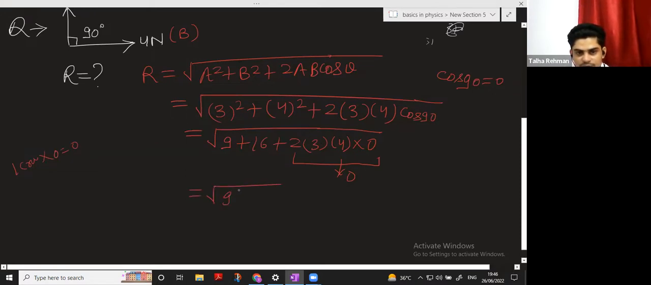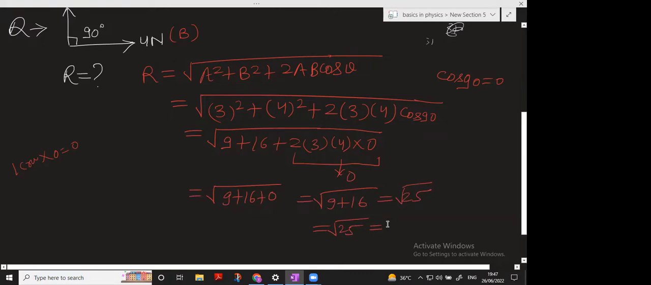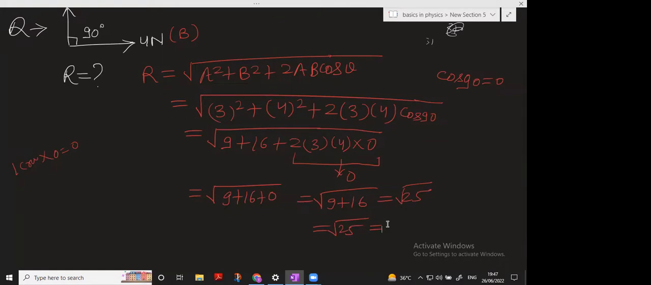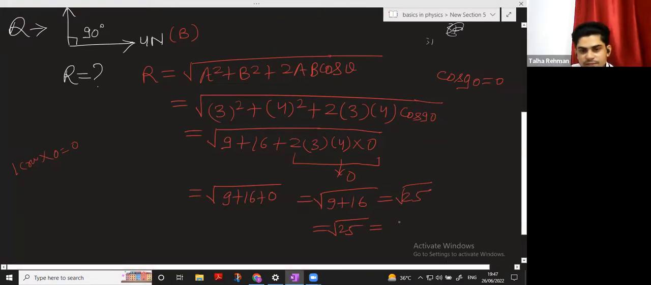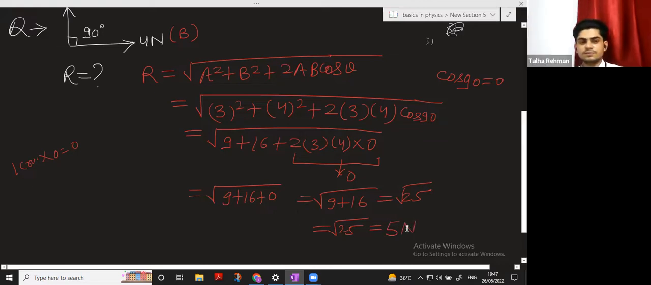So here 9 plus 16 plus 0. This will be 9 plus 16. What will be the answer? This will be under root 25. And what is the under root 25? Fatima? 5. Fatima beta? 5. Very good. So the answer is 5, and you can also write it like Newton. So this is easy, na?